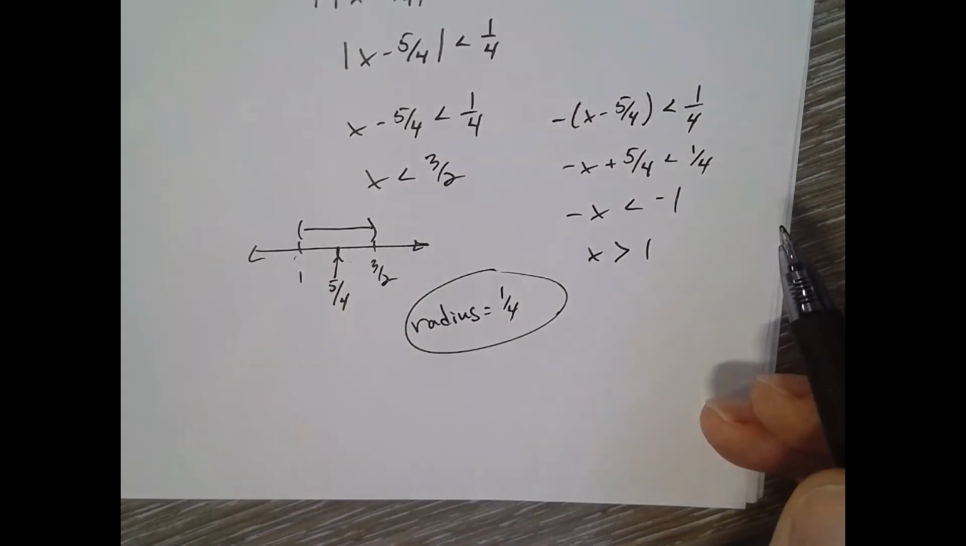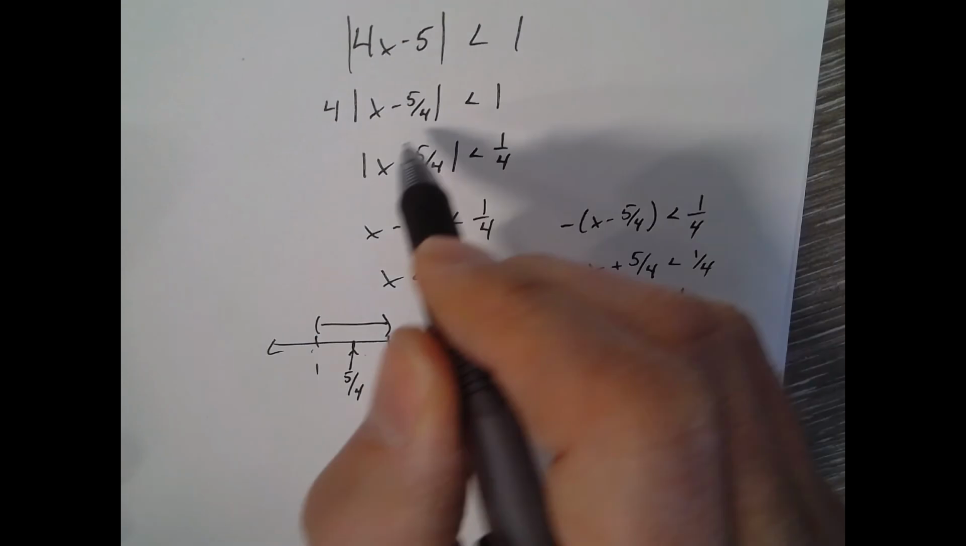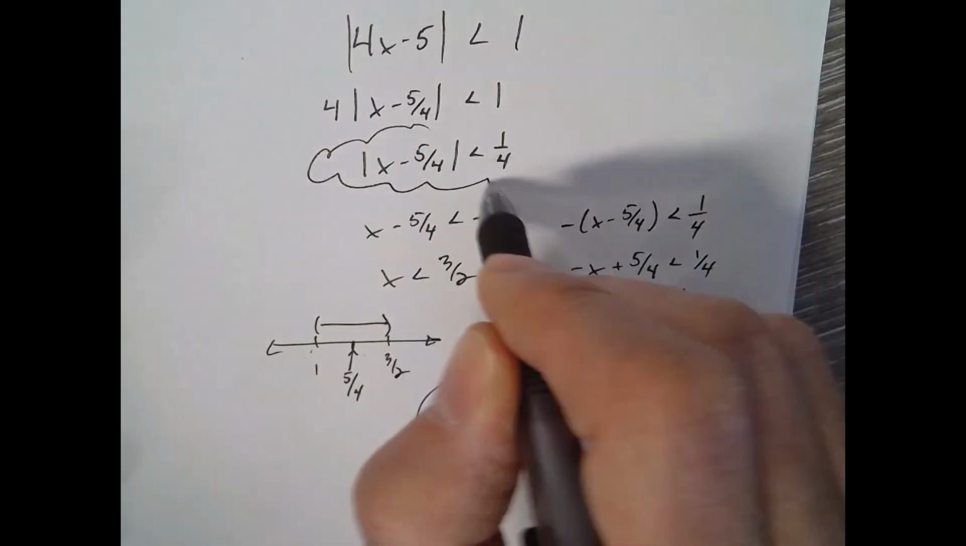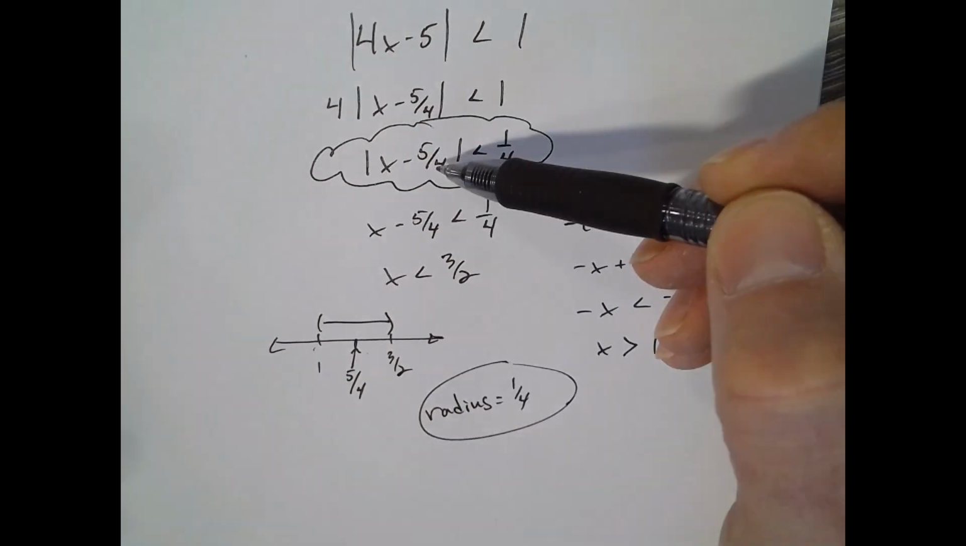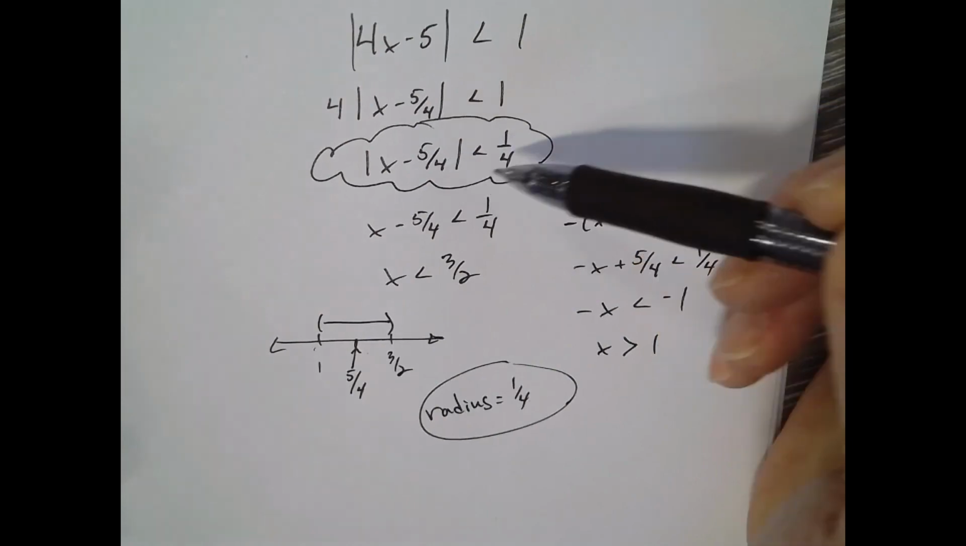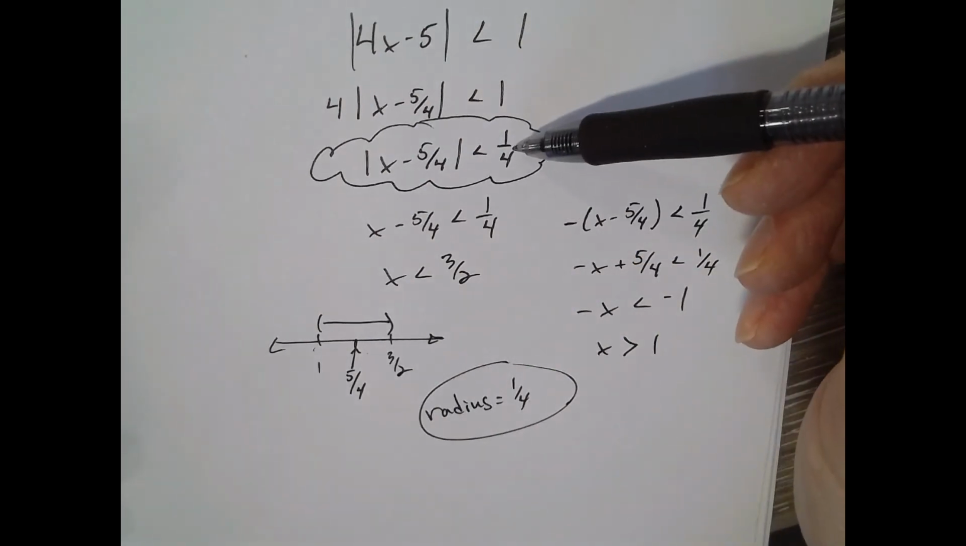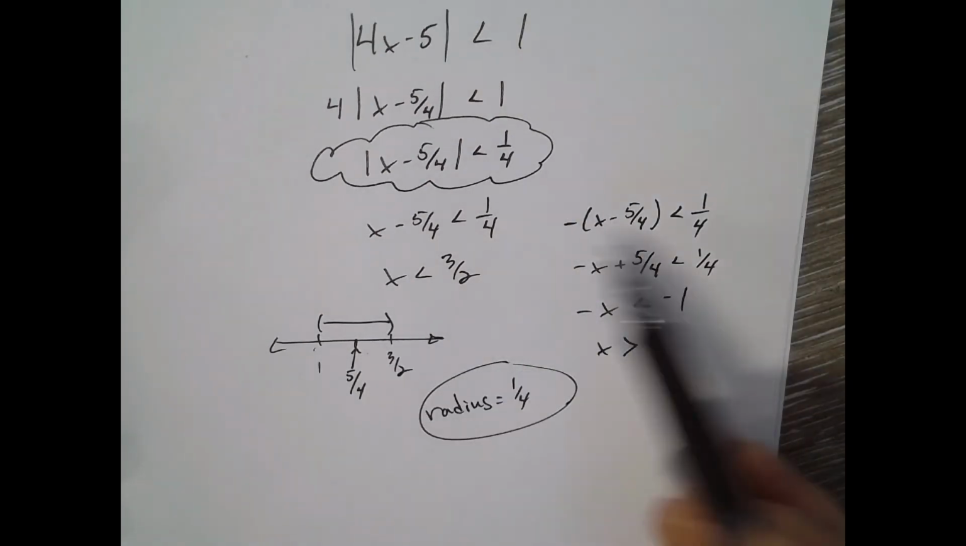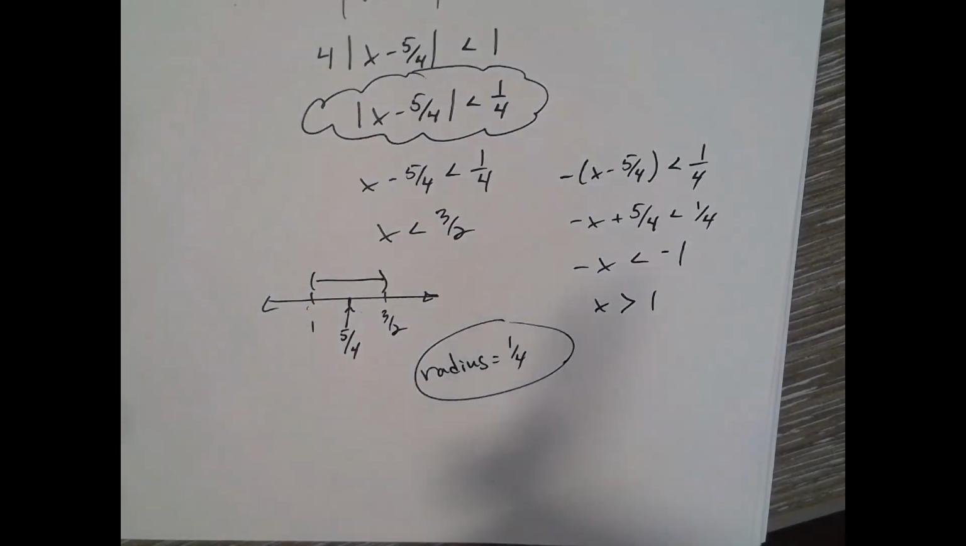But you weren't asked that. So looking back at this form, you can see that the center is 5/4 and the radius is 1/4. But we just verified that by solving that absolute value inequality.